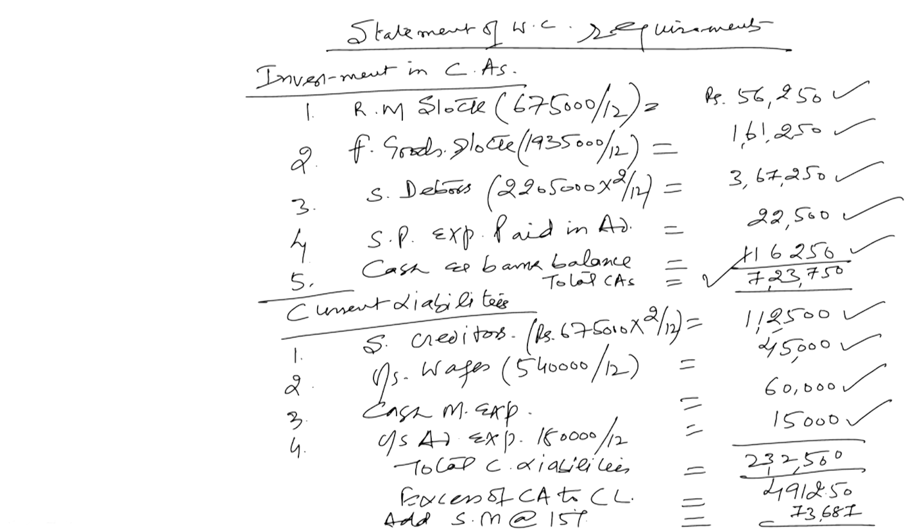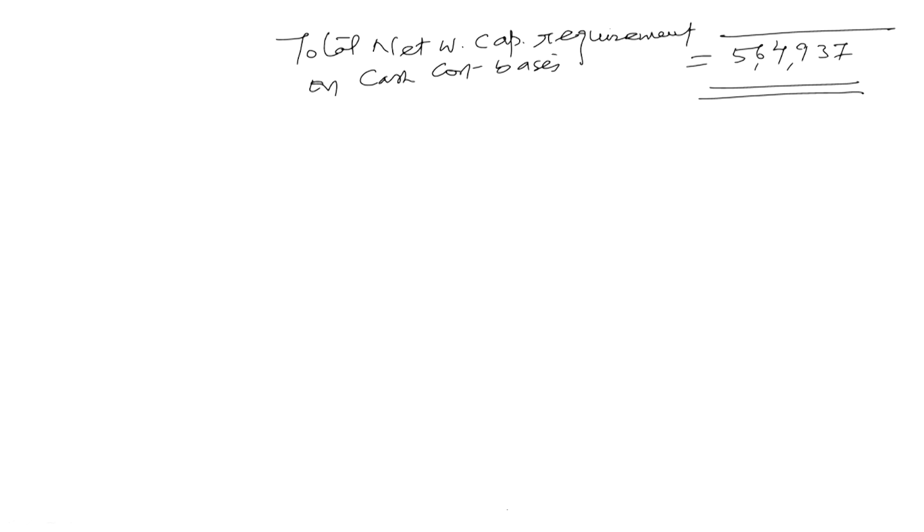This is 491,250, the excess of the current assets over current liabilities, and to this we have to add the safety margin at the rate of 15%. So, that works out as 73,687. So, when you add this safety margin to the excess of current assets over current liabilities, the investment requirement goes further up, and then the total investment, the net working capital requirement, becomes on the cash cost basis 564,937.